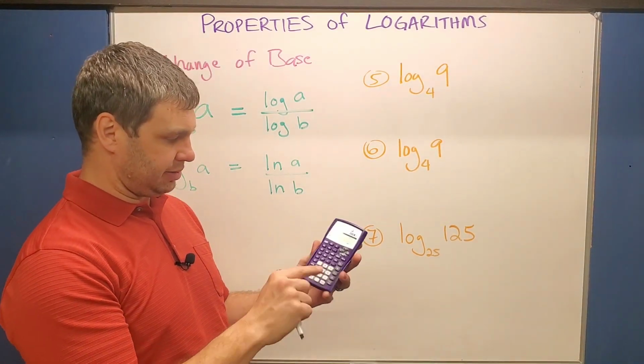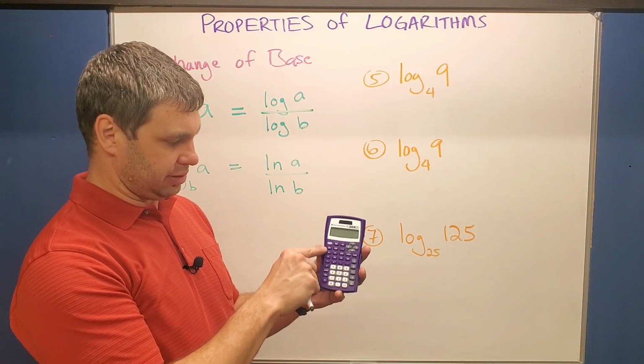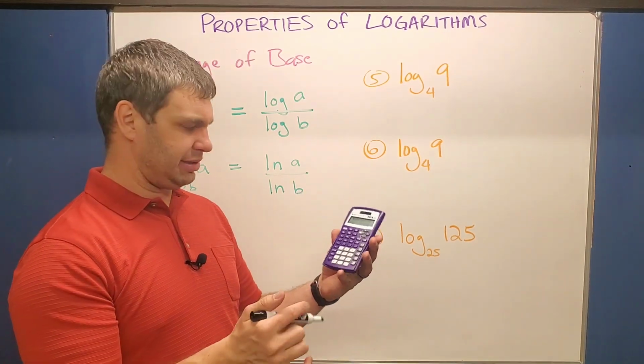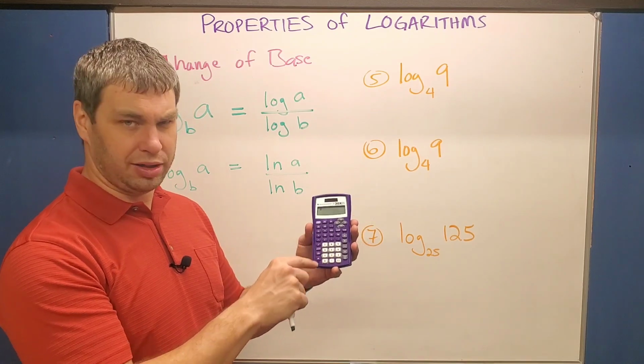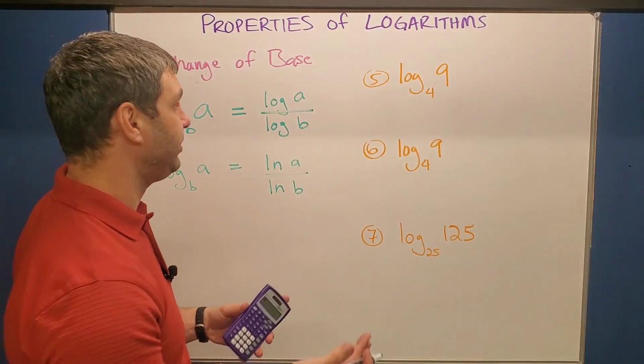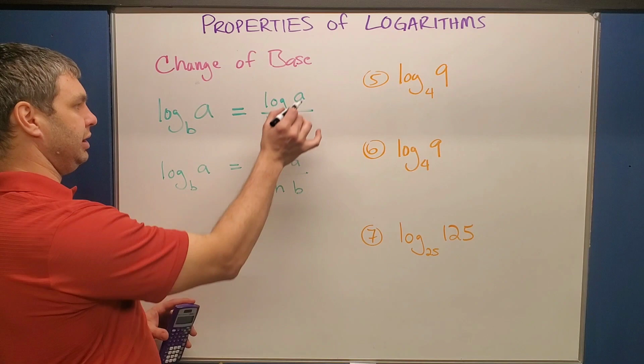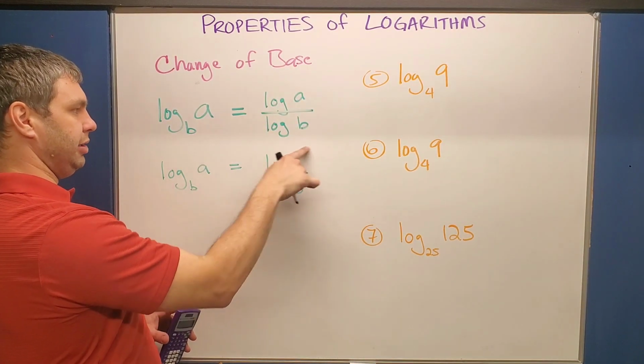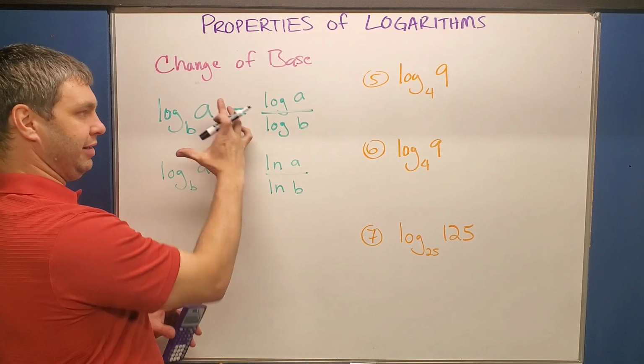On my calculator, we have log and natural log right below my second button on a TI 30. I know for some of the TI 84s, the log buttons are down a little bit. So find those buttons on your calculator. And the way I like to remember this is when it's written over here, the a is on top and the b is on the bottom. And that's the way it's written as well.